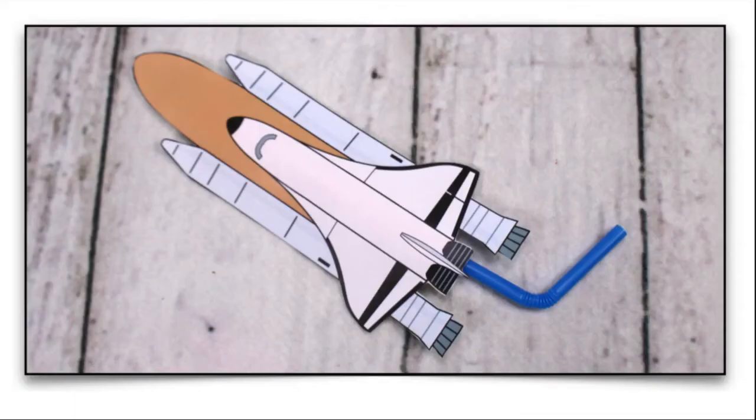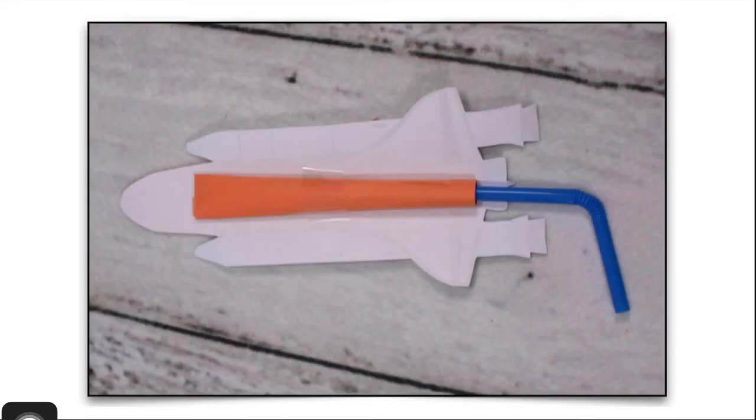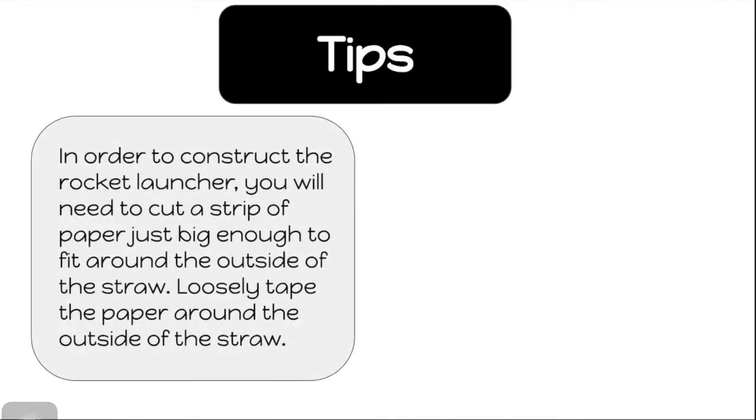Now I want to show you a couple examples here from what you're going to do. So here's the rocket cutout that you received in your kit that you would want to cut out. And here's a look at the back here, just to show you how this one was designed. And a couple of tips I want to mention here just to make sure that your design is successful. So in order to construct your rocket launcher, you're actually going to need to cut a strip of paper just big enough to fit around the outside of the straw. So you're just going to loosely tape the paper around the outside of the straw, not too tight.